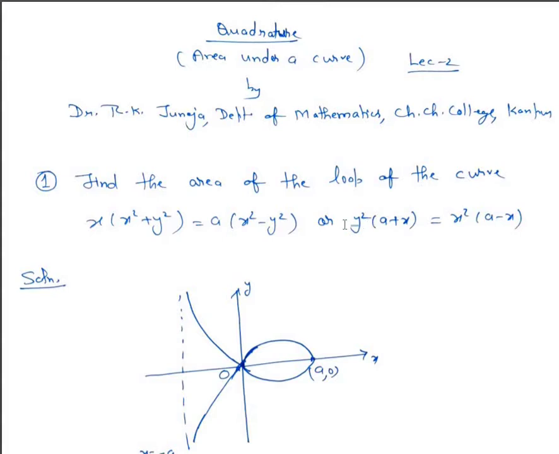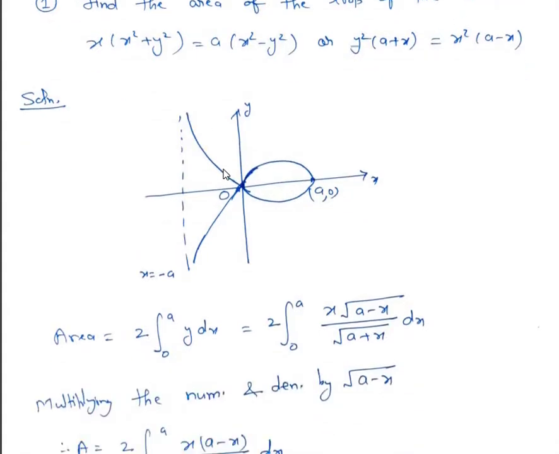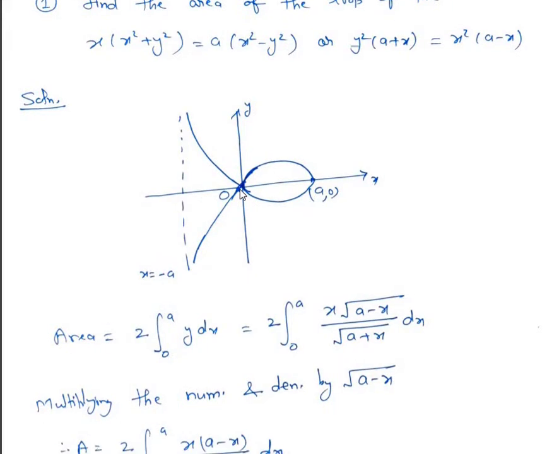Now this equation can also be written as y²(a + x) = x²(a − x). If you trace this curve, the curve is symmetrical about the x-axis. If we put y = 0, we get x = 0 and x = a. So the curve passes through the points (0, 0) and (a, 0), and the asymptote of the curve is x = −a, which is obtained by equating the coefficient of y² to 0, that is a + x = 0. Now we have to find the area of this loop.